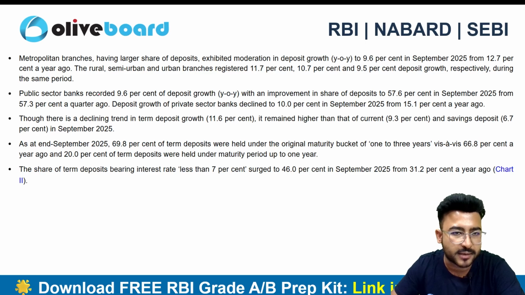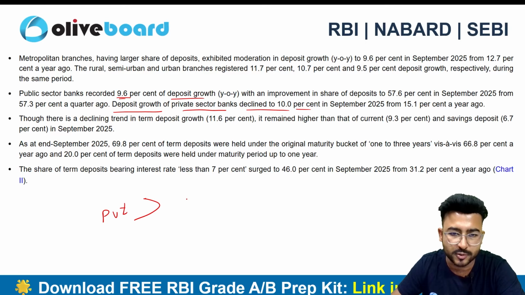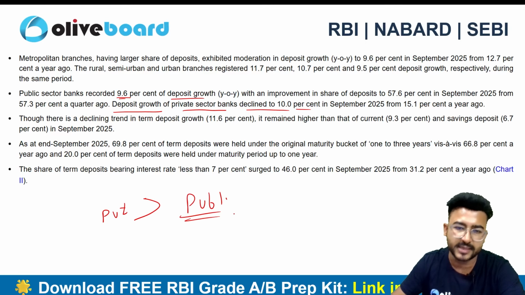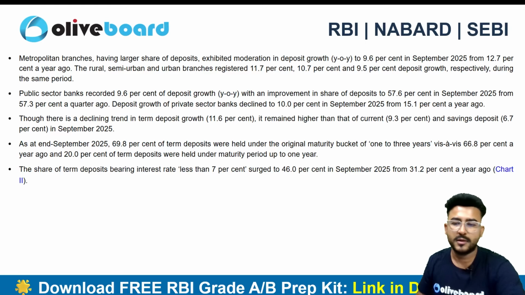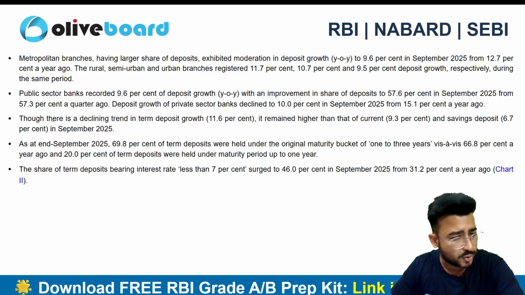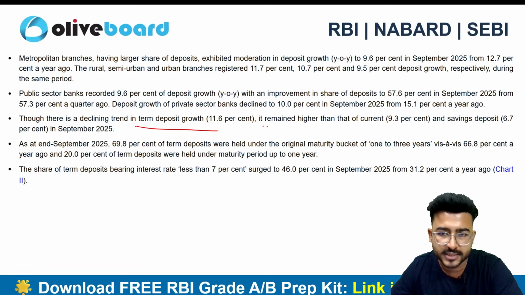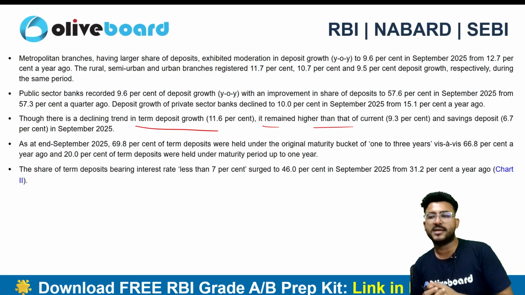Now public sector banks recorded a 9.6% deposit growth and the deposit growth of the private sector banks declined to 10%. Still, private sector banks are having a higher deposit growth as compared to the public sector banks, is the observation here from the quarterly data which is published. Though there is a decline in the trend of term deposit growth, it still remains higher as compared to the current account and the saving deposit growth, right?